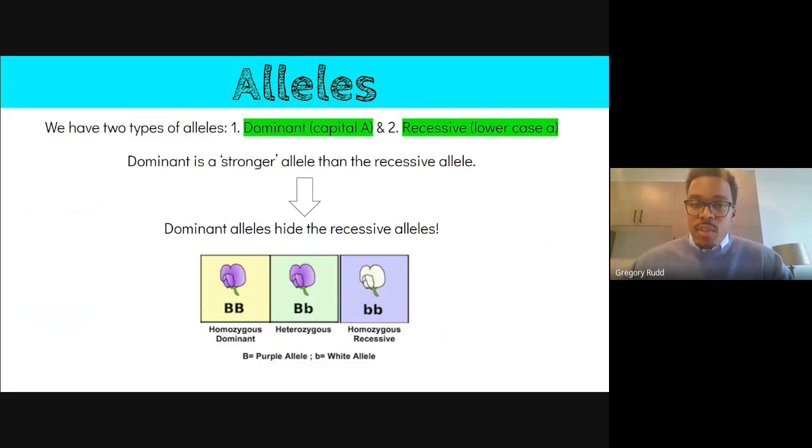The reason we differentiate between the letters is because we refer to one of the alleles as dominant and the other as recessive. The capital letter represents the dominant allele. The lowercase letter represents the recessive allele. The dominant allele is quote unquote stronger than the recessive allele, meaning that the dominant allele, if it's present, is more likely to determine the trait. So if I have one dominant allele and one recessive allele, more than likely I'm going to have the trait of the dominant allele. The recessive allele gets overruled, it gets subjugated.